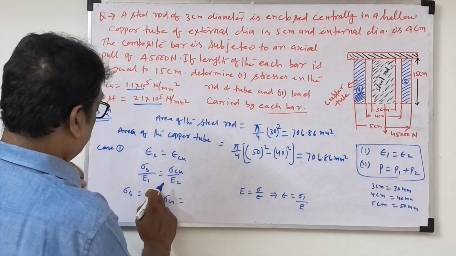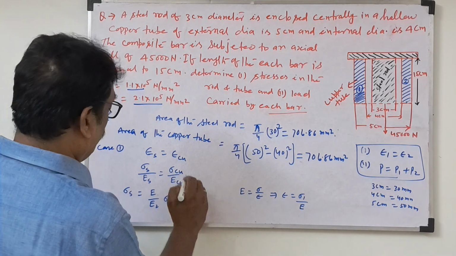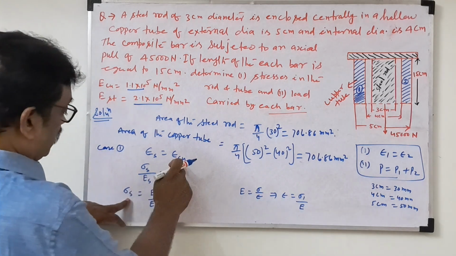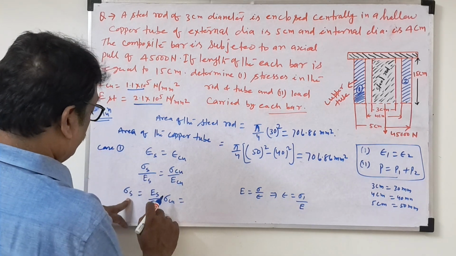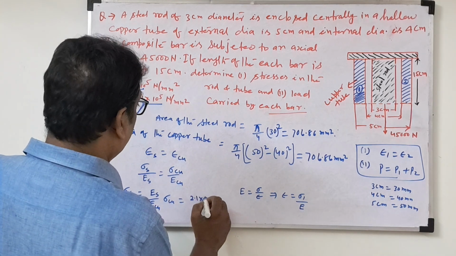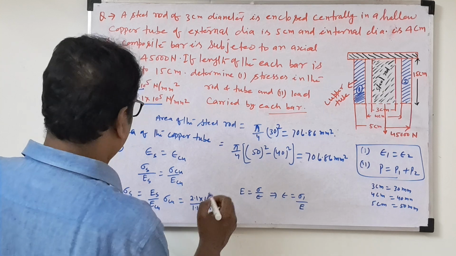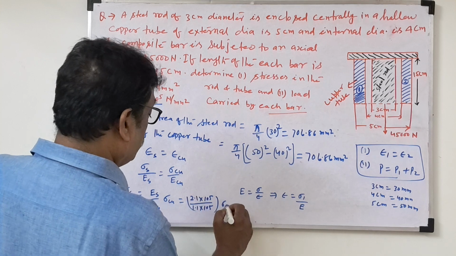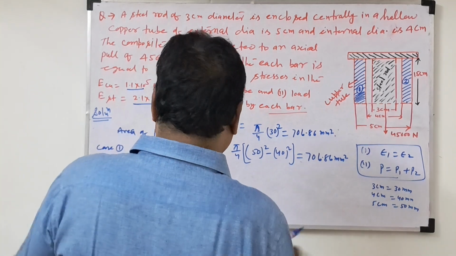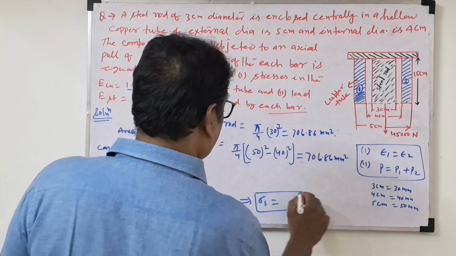E1 by E1. You write this also, steel by copper. So if sigma S is equal to steel, it will go on top: steel by copper. So what is the steel value? 2.1 into 10 power 5 divided by 1.1 into 10 power 5, sigma copper. This will be there. If we solve this now, what relation will we get? Sigma steel is equal to some relation we will get.